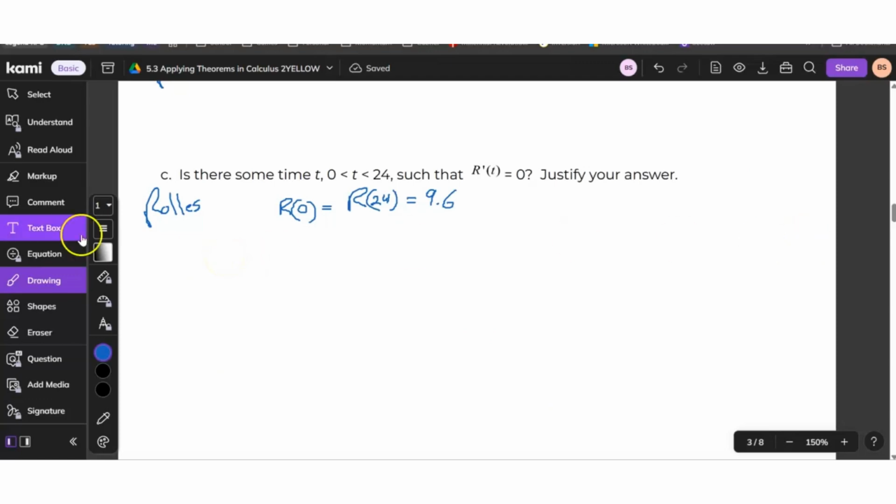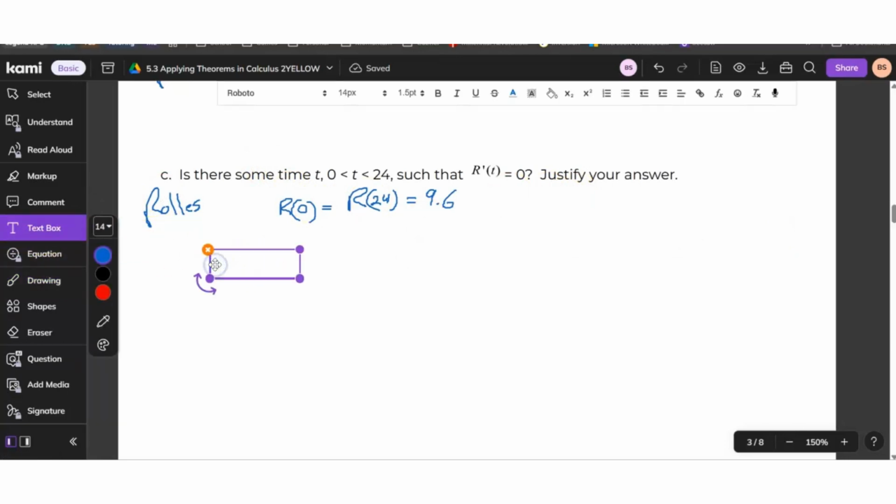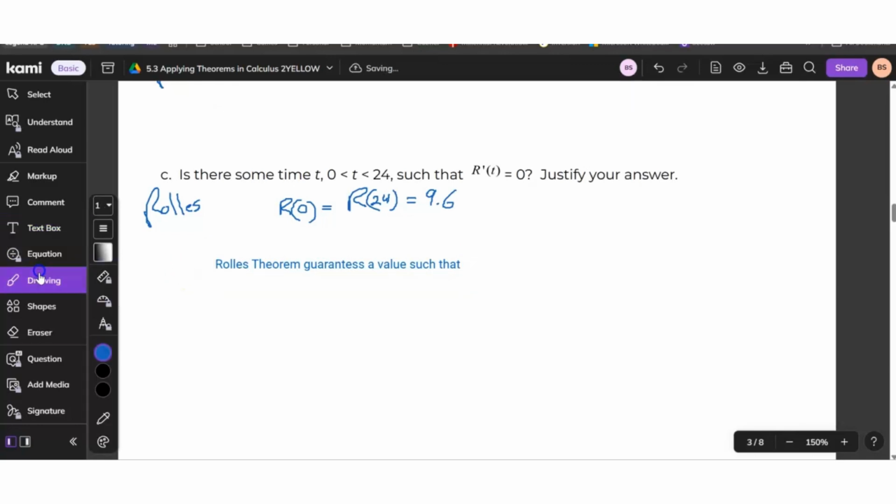And so basically that's it. That's all it asks us for. So let's leave that there. So now we should say Rolle's theorem guarantees a value C such that R prime of C equals 0. Or if you prefer, R prime of T, since that's kind of what it asked us for.